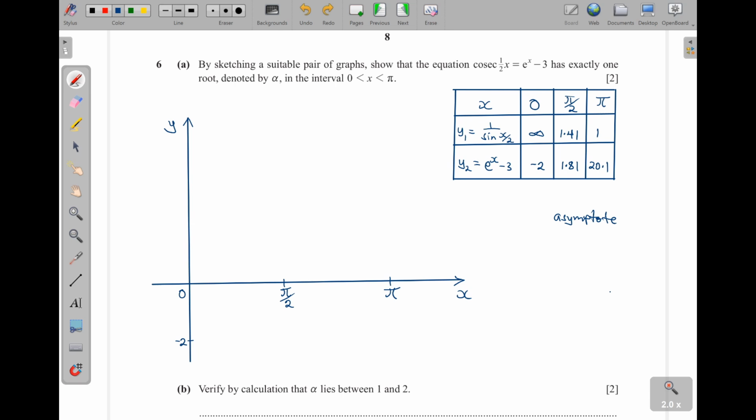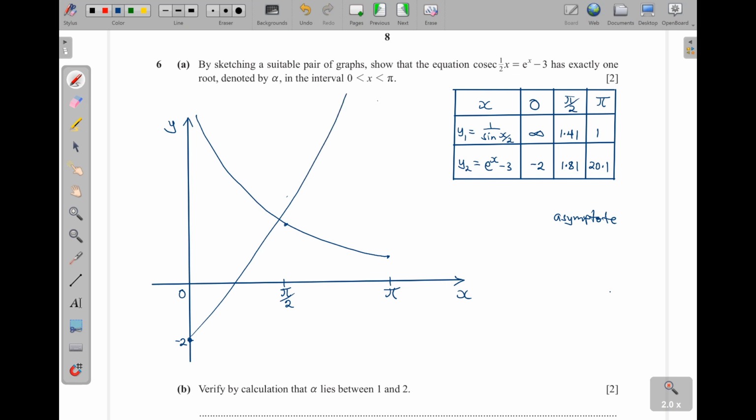Now we have, for pi over 2, maybe this one is 1. Then 1.4 is maybe there. And then for pi is around there. So I'm going to draw a curve. So I'll assume that is the 1.41, and then this is the 1. Then how about this one here? It is beginning from negative 2. So this point must be shown. Negative 2, and then for pi over 2, it is 1.81, so it has to be above this one here.